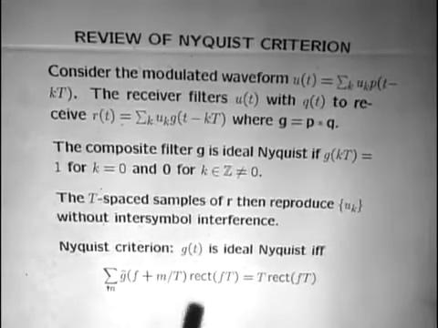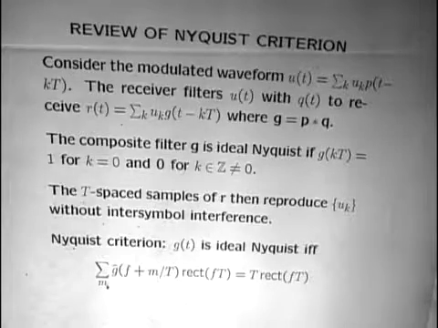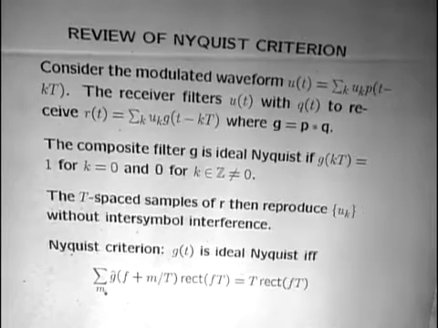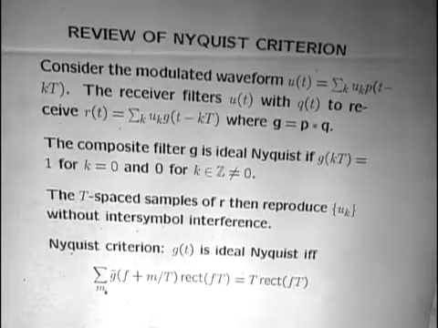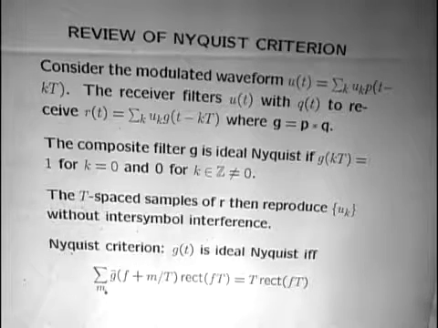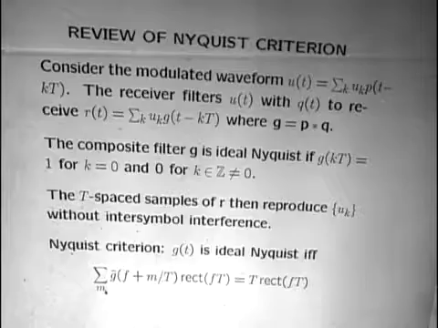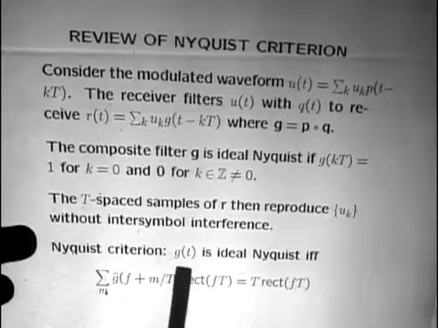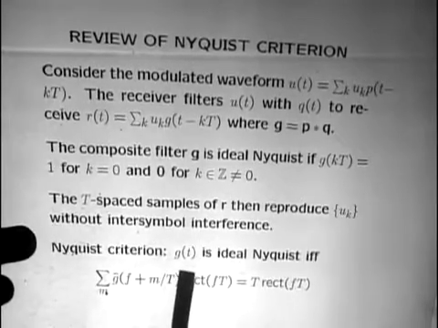The Nyquist criterion is different from this business of the pulse being ideal Nyquist. Ideal Nyquist is talking about the time domain. It simply says this trivial thing: you want a pulse which has zeros at every sample point except for the sample point you're interested in. The Nyquist criterion translates that ideal Nyquist property in time to a property in frequency.